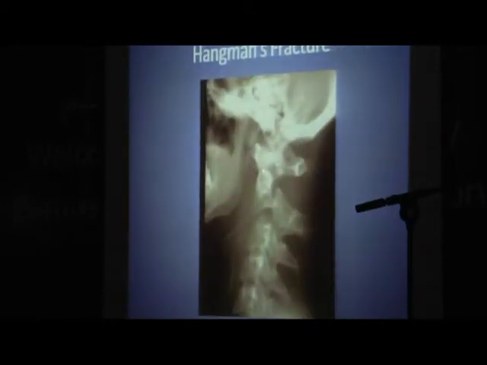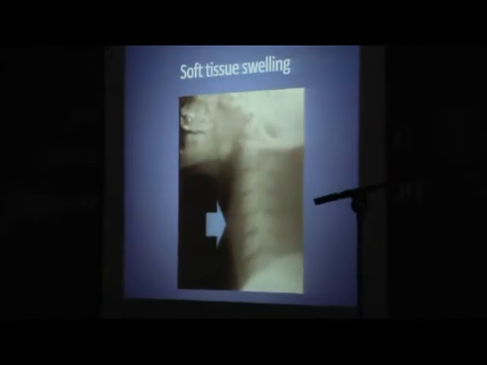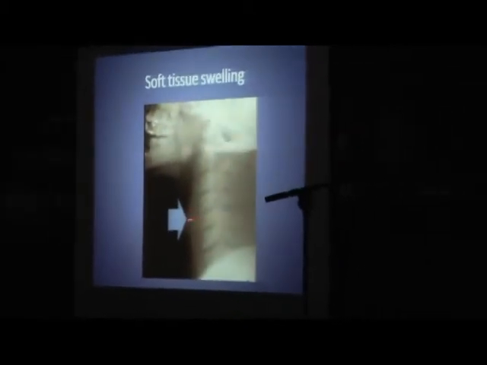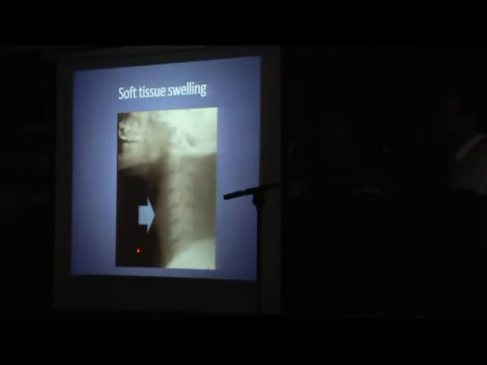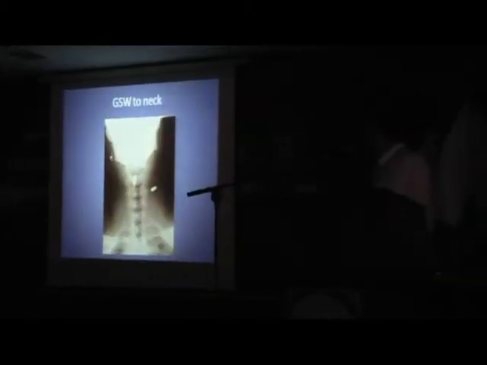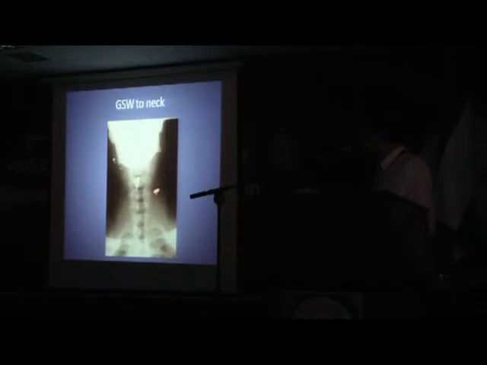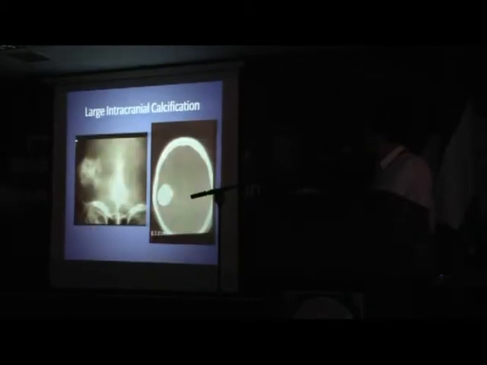Here's a hangman's fracture. Again, you see gross malalignment and displacement between C2 and C3. You look for other signs of trauma. Soft tissue swelling in the prevertebral area is a sign that there is serious injury. This is a gunshot wound to the neck. I'm sorry, the bullet came traversing obliquely and then hit the bone and went the other way.